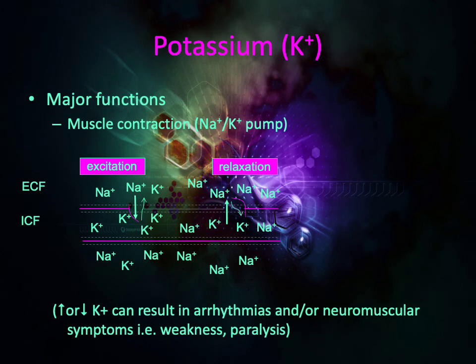One of the functions of potassium is aiding muscle contraction via the sodium-potassium ion pump. When sodium is pumped into the cell and potassium is pumped out, this causes muscle excitation and contraction. The reverse process causes relaxation.